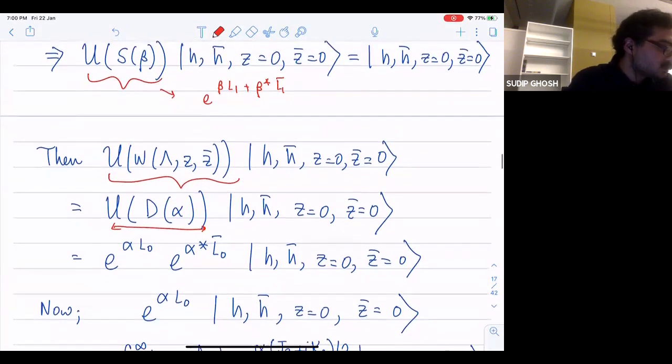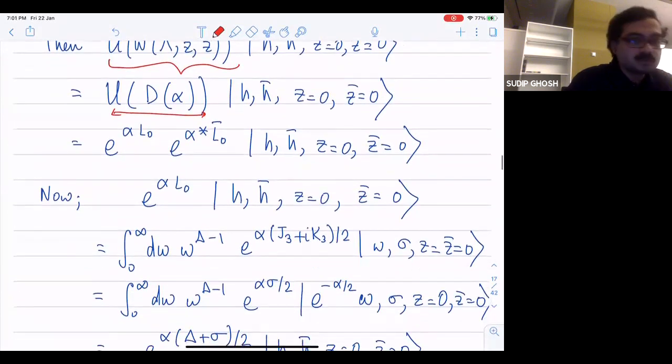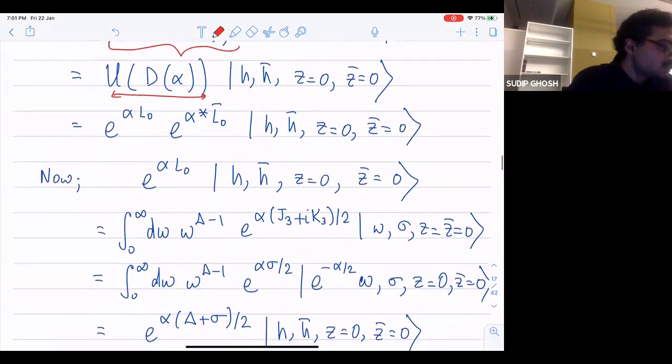So now what we need to do is compute the action of this U of d alpha on the single particle states, and that is also very easy to do. Let me show you how you can evaluate the action of this e to the power alpha L naught. We start with the defining property of the single particle states. We use the fact that L0 is a linear combination of the boost and the rotation generators.